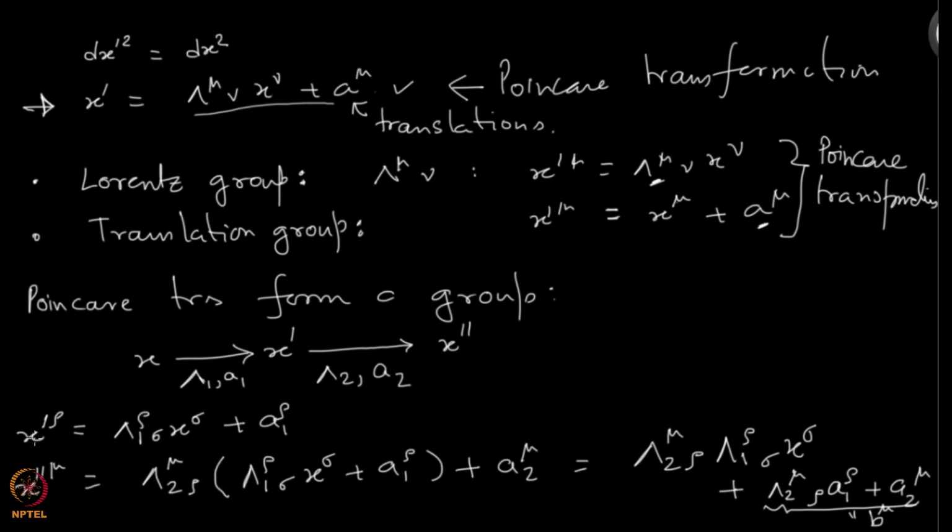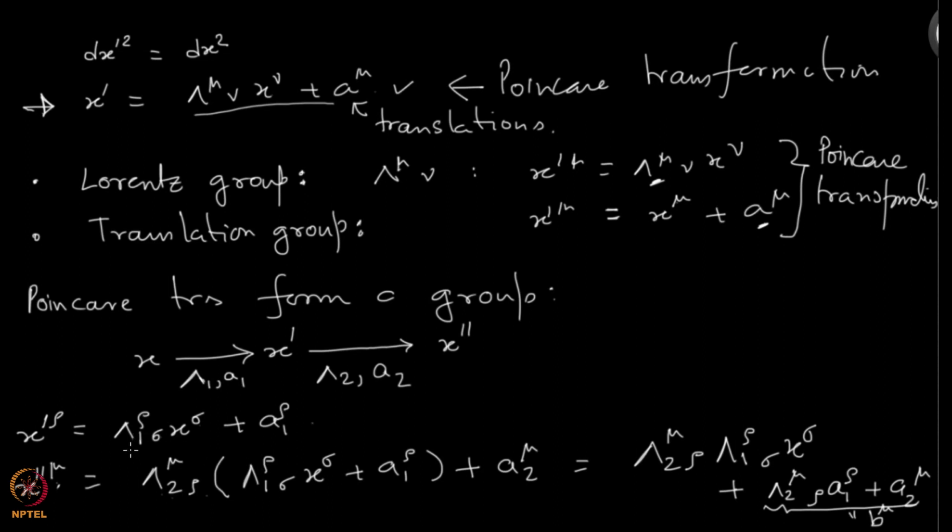So X goes to X prime. So X prime rho is lambda 1 rho sigma X sigma, that's this part here, plus a1 rho. Okay, that's the translation part. Now once I have reached here, I do the second transformation on this object, and now with lambda 2 a2. So X double prime mu is, what is there here, lambda 2 mu sigma acting on X prime.